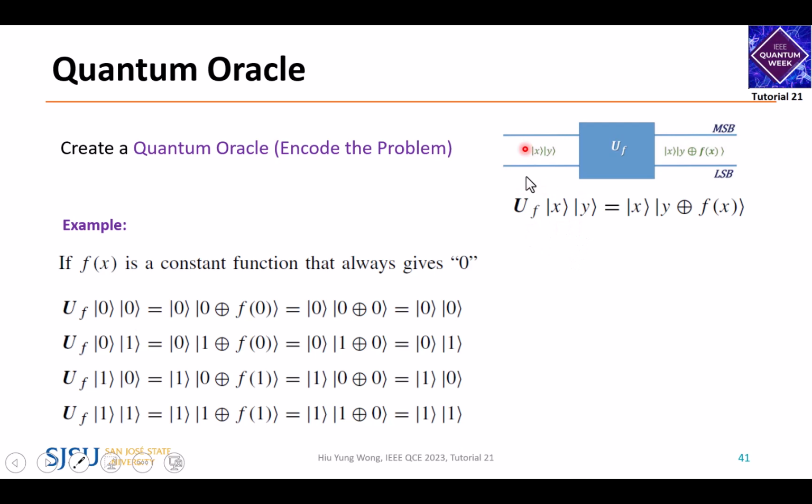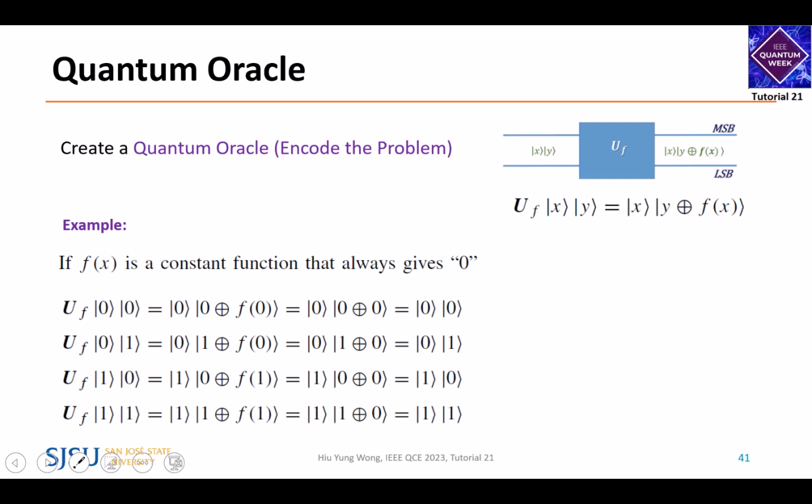What it does is this: it has 2 qubits. One of them you call X, another you call Y. You go through this oracle, and it's going to give out the output where the first qubit doesn't change, still X. But the second qubit is Y exclusive-or f of X. Remember, what do we want to know? We want to know f of X. But it doesn't tell us what f of X is. It only tells us what Y exclusive-or f of X is.